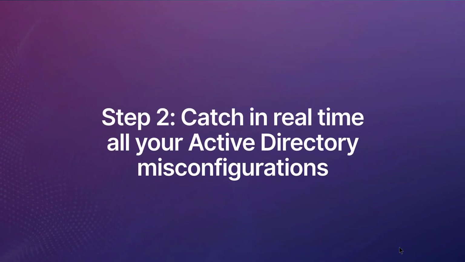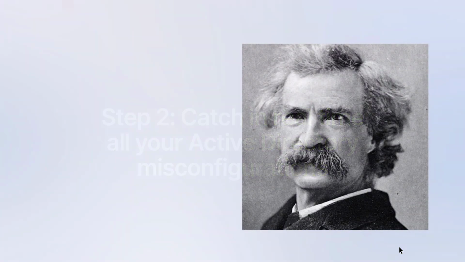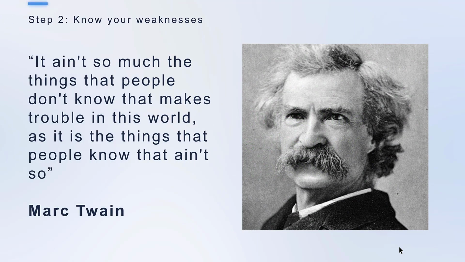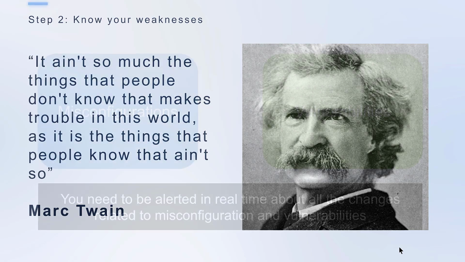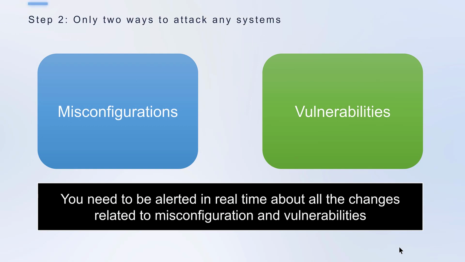Step 2: you need to catch all the AD misconfigurations as they appear, in real time, which means you need something which gives you the ability to catch all the different changes. It's very important because it's not something insecure that you don't know about. It's just something you think is safe, but it's not. So it's very important to be able to see all the new misconfigurations and all the new vulnerabilities inside your AD, but you can apply this to all the different systems.